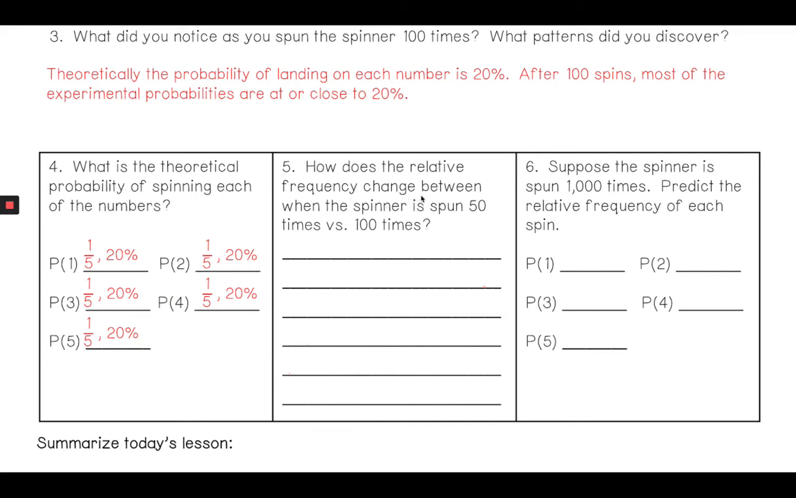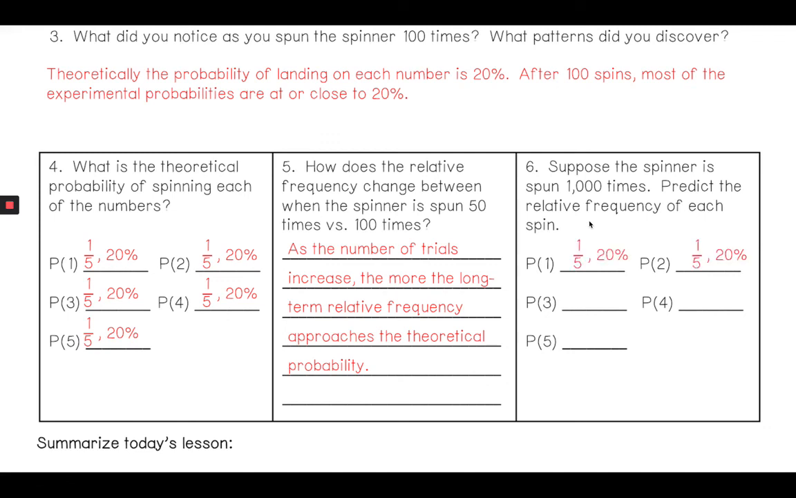How does the relative frequency change when the spinner is spun 50 versus 100 times? You might need to watch the other video for this one, but basically the number of trials increases, and the more trials, the long-term relative frequency approaches the theoretical probability. So in regular words, it gets closer and closer to the theoretical probability. And if we were to spin this one 1,000 times, and I'll show that in the video, we can predict the relative frequency of each spin. It's going to be 20%, or extremely close to 20%, for all of those.